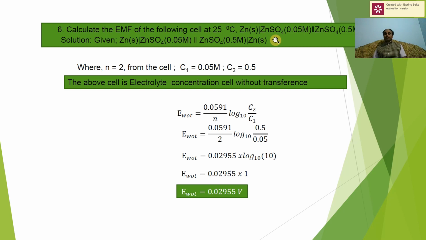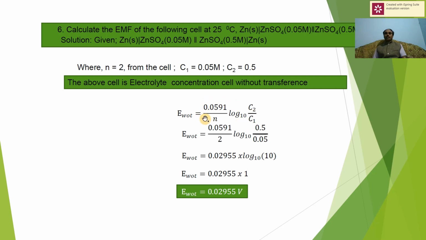That is not there, so it is an electrolyte concentration cell without transference. So now the thing has become easier. Now you can use the equation to calculate the EMF of the electrolyte concentration cell without transference, that is E without transference is equal to 0.0591 divided by N log of C2 by C1.